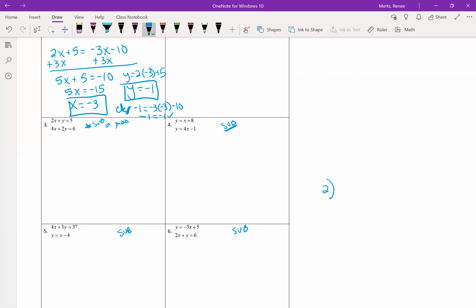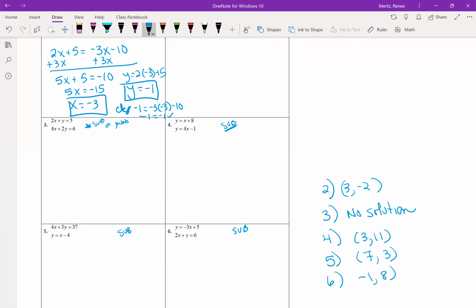2 should be x equals 3, y equals -2. 3 is a special case. 3 is no solution. I'll do that one with you. Number 4 is 3 and 11. Number 5 is 7 and 3. And number 6 is -1 and 8.